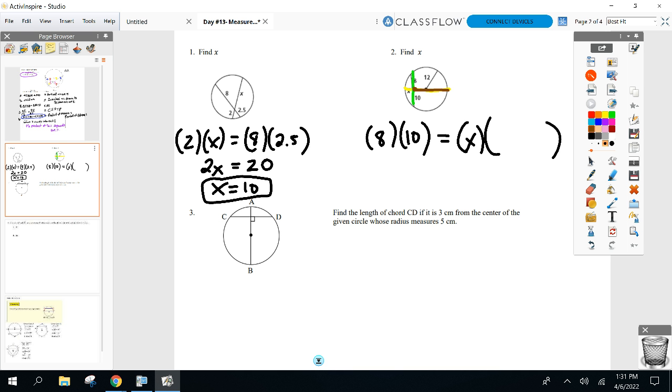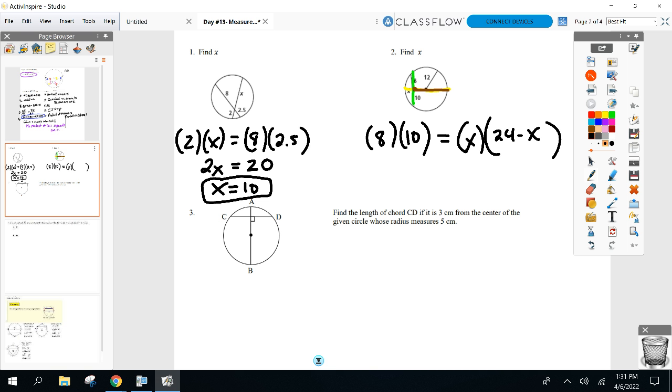12 is a radius, meaning what's my diameter? 24, which is my old yellow segment there. I already know one part's x. If the whole thing was 24, the other part is 24 minus x. Everyone see how that worked?